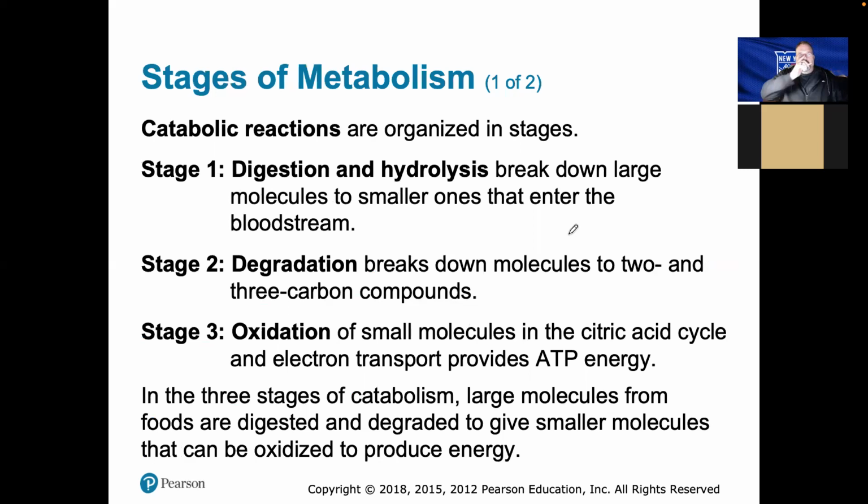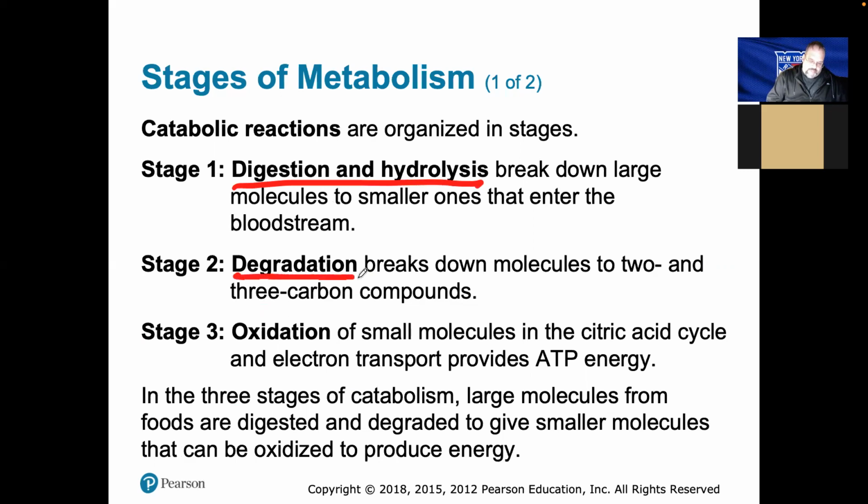Okay. So stages of metabolism. Catabolic reactions are organized in stages. Stage one, digestion and hydrolysis. Of course, what's hydrolysis? Hydrolysis usually is the splitting apart upon reaction with water. So they break down large molecules to smaller ones that enter the bloodstream. So that's stage one, digestion and hydrolysis.